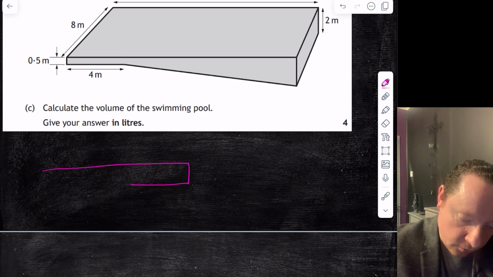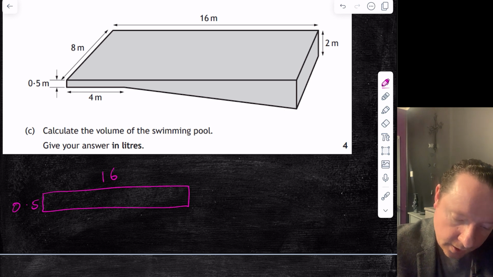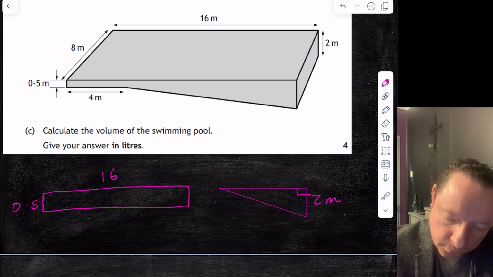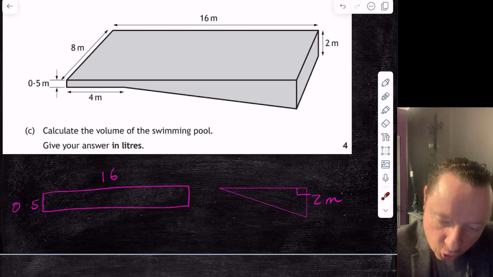So let me draw that out for you. I've got the rectangle first. Dimensions of that are 0.5 on this side, and the whole length is 16. And then I've got this triangle. Now you need to be careful with this bit. It is a right angle triangle. Its height is 2, but is it? Because that's an immediate thing you would think to do, because you look at it and go, oh, I see 2, so I write 2.